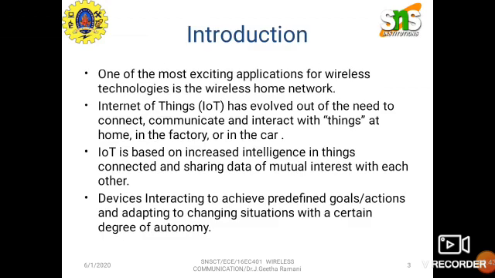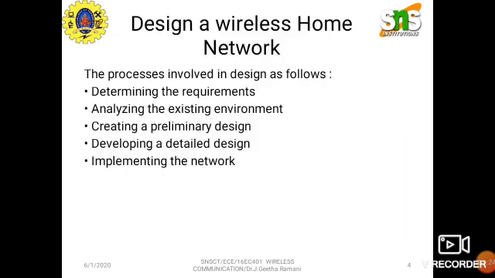Next, introduction. One of the most exciting applications for wireless technologies is the wireless home network. Internet of Things has evolved out of the need to connect, communicate and interact with things at home, in the factory or in the car. IoT is based on increased intelligence in things, connected and sharing mutual interest with each other. Sharing what? Data, yes. Devices interact to achieve predefined goals or actions and adapt to changing situations with a certain degree of autonomy.